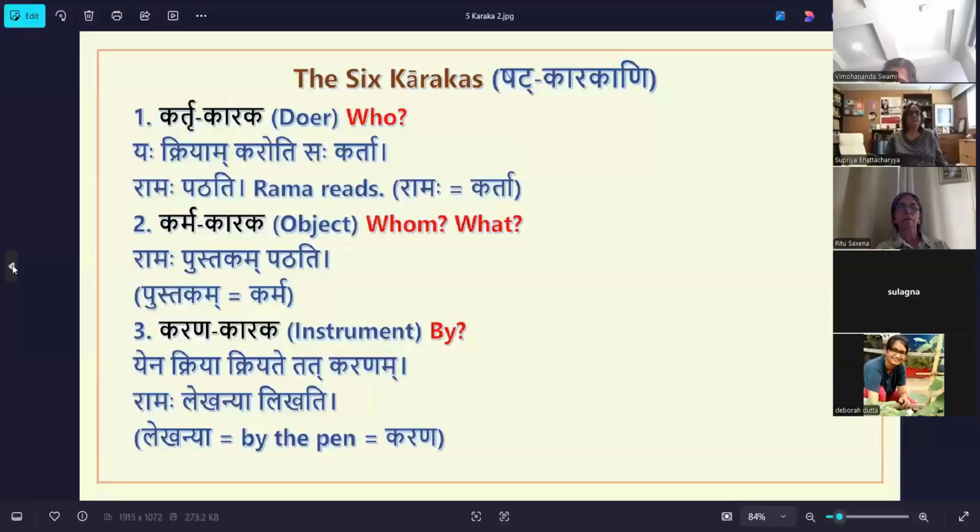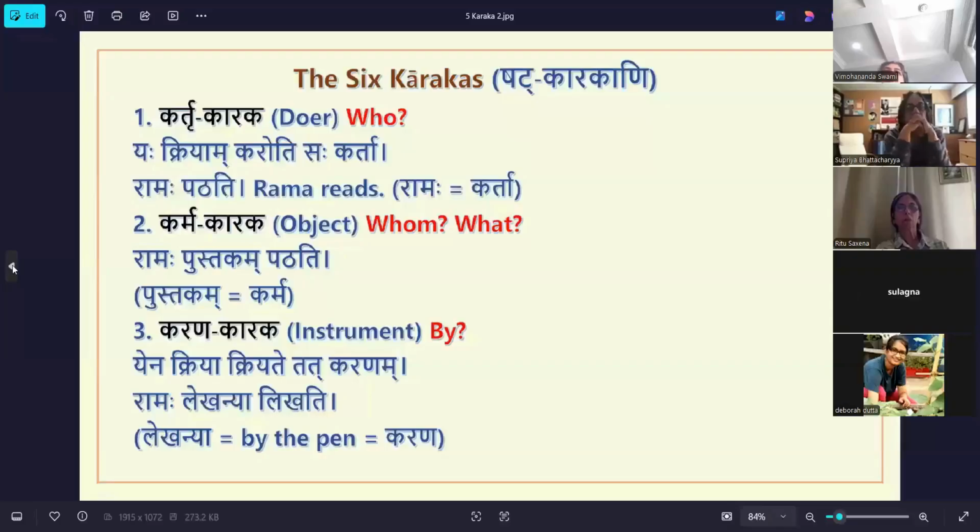Second, karma karaka. Karma means object here. Karma does not mean action here, please. Be very careful. Generally in Hindi and other languages we use karma for action. Here, for karma karaka, karma is the object. And here the second vibhakti is applied. What is the rule? If you want to find out which word will take the second vibhakti, you ask: whom or what.